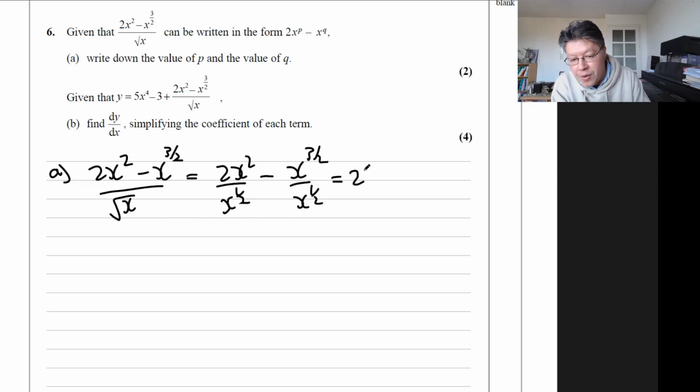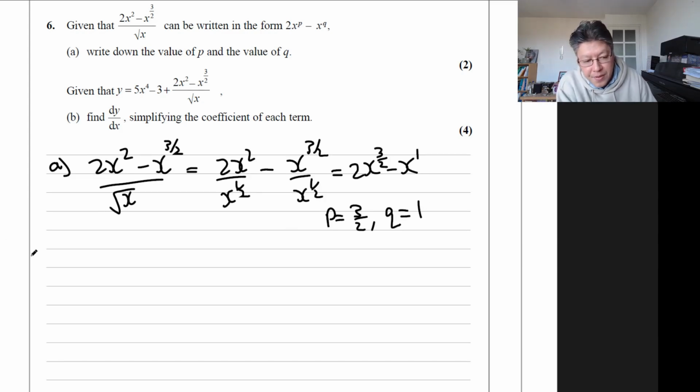So we have 2x, and we have to do 2 minus a half, which is 3 over 2. Then minus x, and here we do 3 over 2 minus a half. So that's 1.5 minus a half, that's 1. So that's just 1. We don't bother writing that, or we can because they want it there. And we have to write down the value of p and q. So p equals 3 over 2 and q equals 1.